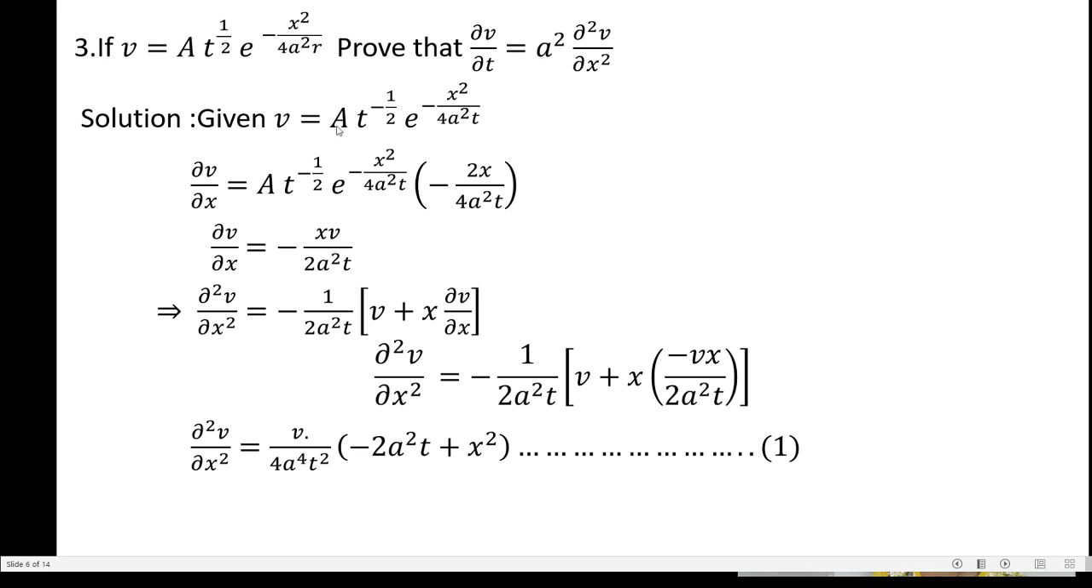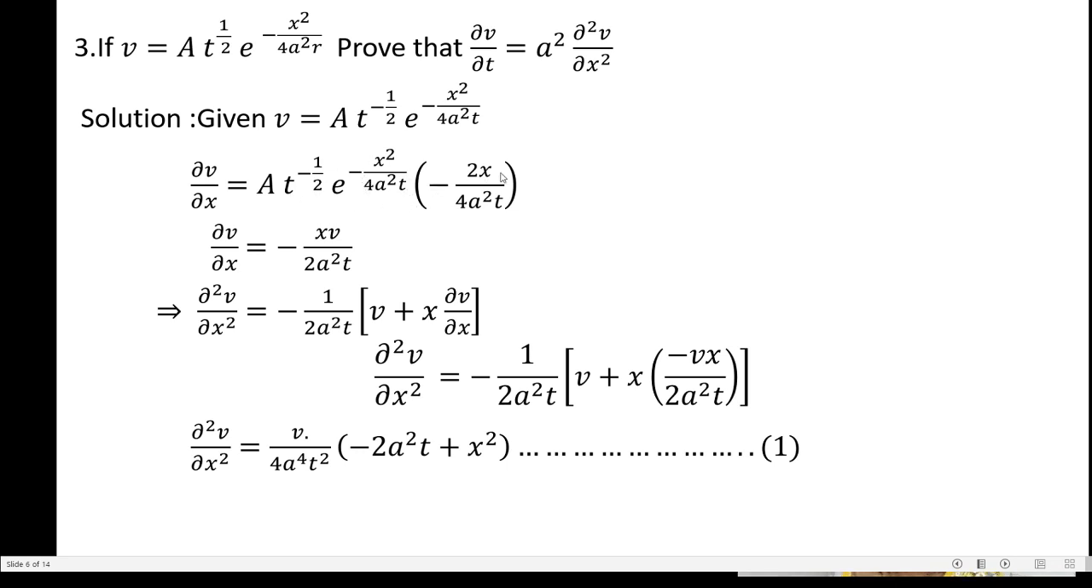So here, given v is equal to this one. First consider del v by del x, that is the partial derivative of v with respect to x. We have a into t to the power of minus 1 by 2 into e power minus x square. E power x differentiation is e power x only, I just write. Again, differentiation of this term: minus 1 by 4a square into t is constant, x square differentiation is 2x. Then del v by del x is equal to a into t to the power of minus 1 by 2 into e power minus x square divided by 4a square into t, this is v.